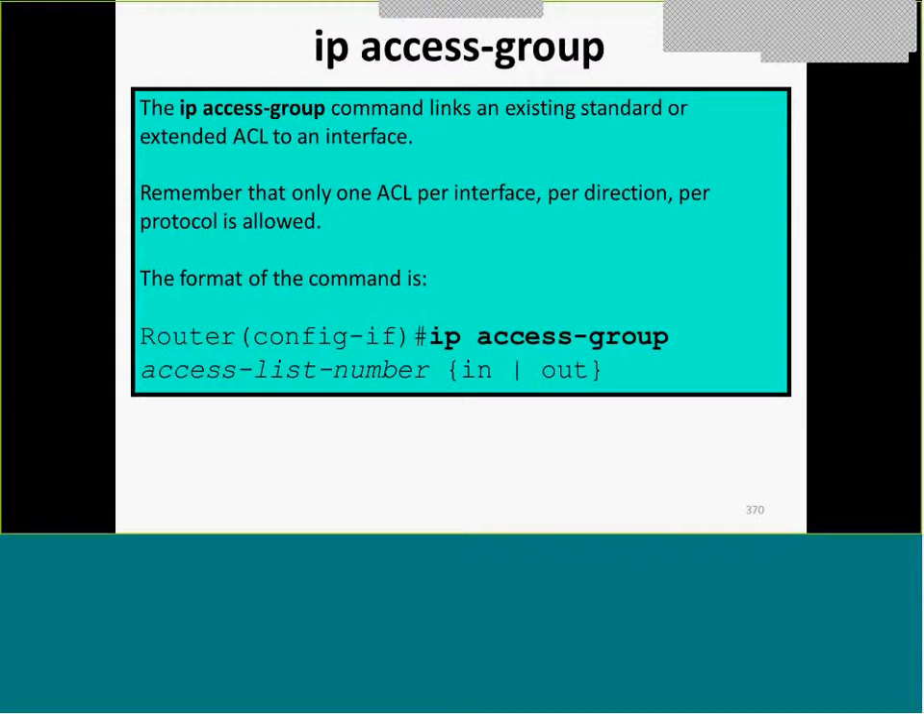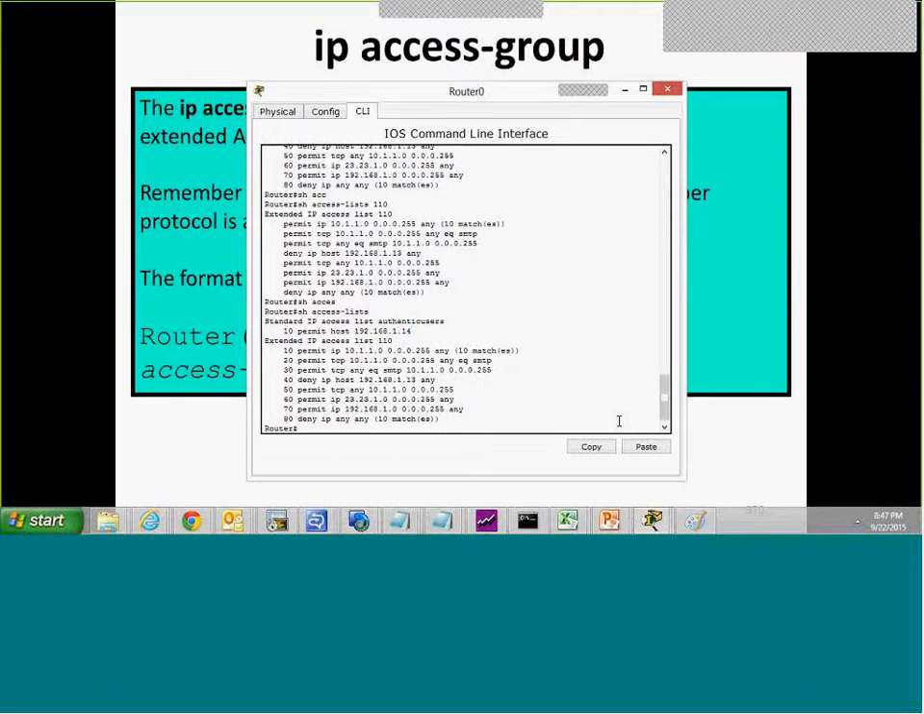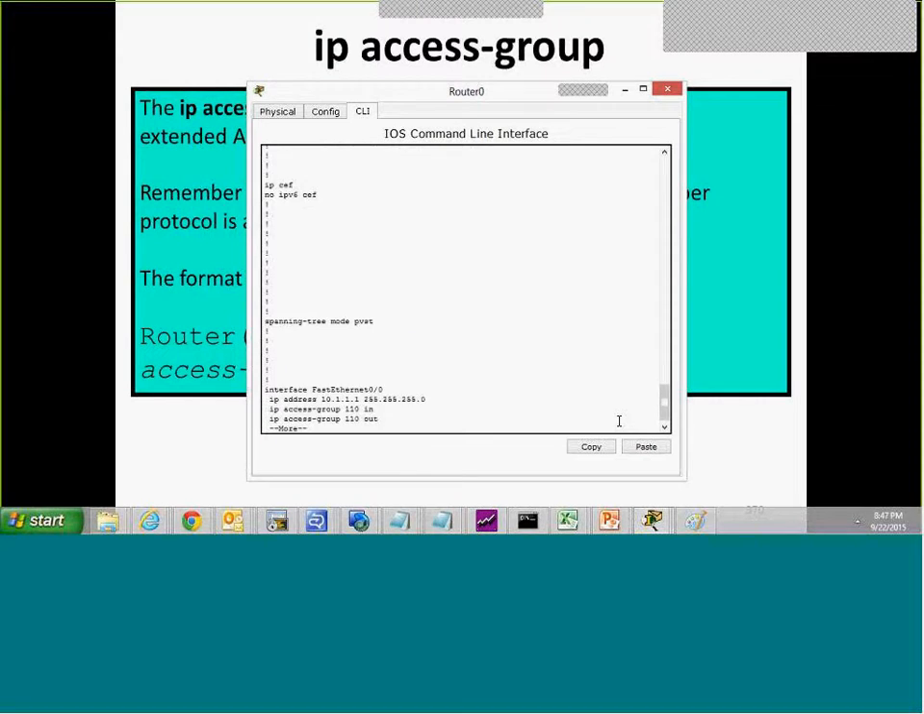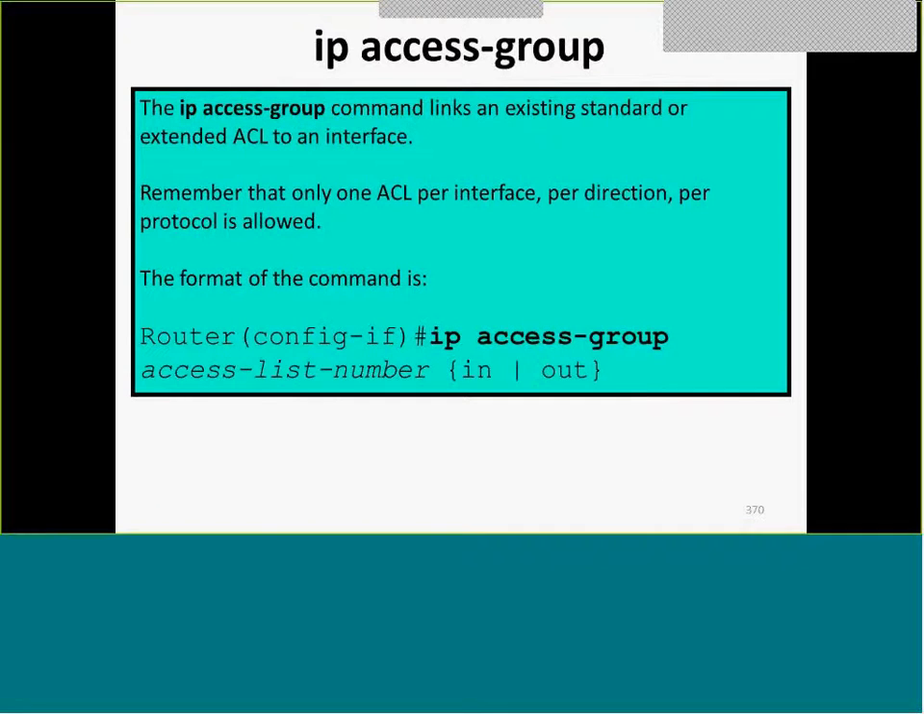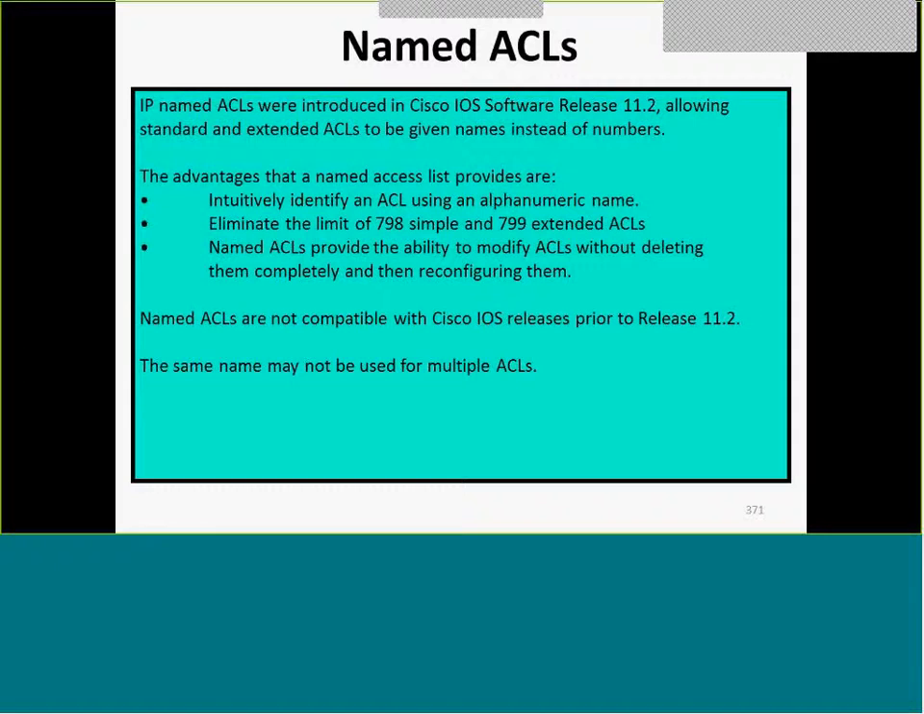So when you have interface, it should be mentioned as access group instead of access list. I will show you how I mentioned it. Access group 110 in, access group 110 out. This is the notation you need to use when you are applying on the interface. You will get it as soon as you start practice.